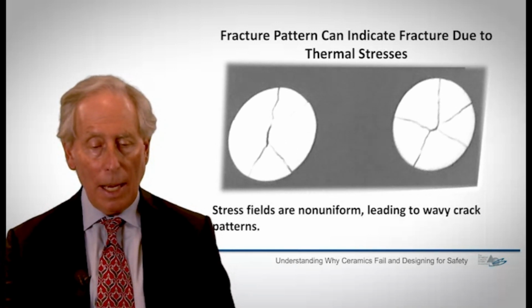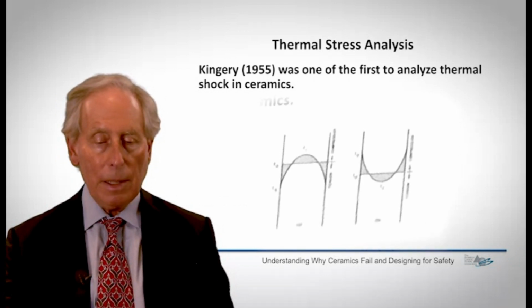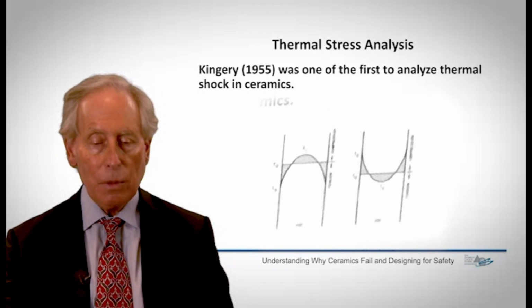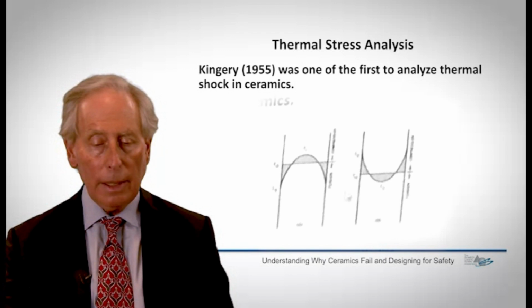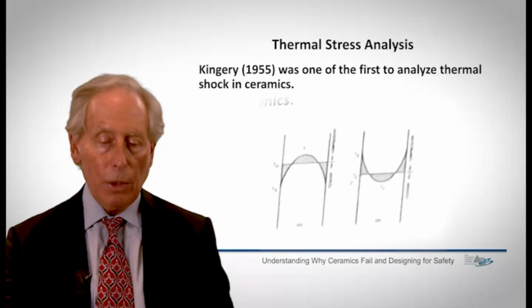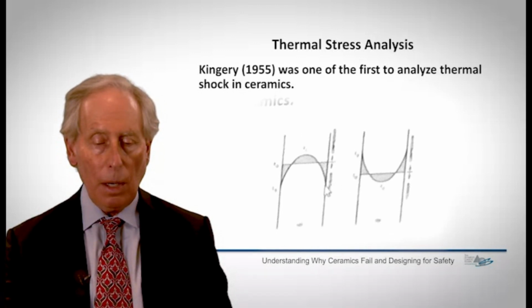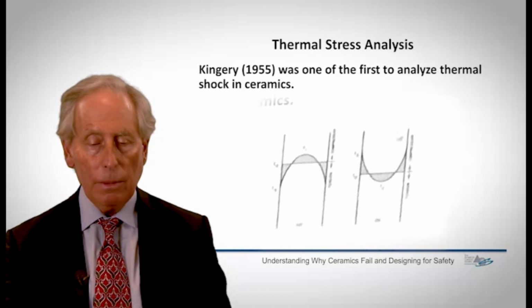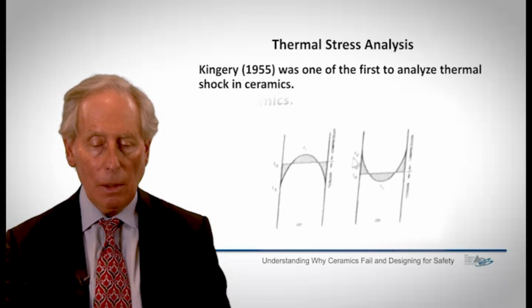What's been known for a long time, if you do a thermal stress analysis, one of the fathers of modern ceramics, King Rhee in 1955, was one of the first to analyze thermal shock in ceramics. And you can see on cooling and heating you get different conditions. If you cool rapidly, then you get tensile stresses on the outside surface of a part that you see here, and the internal portion is in compression, and the opposite is true during heating. You form tension in the inside and compressive stresses on the outside. So this can lead to two different kinds of behavior.